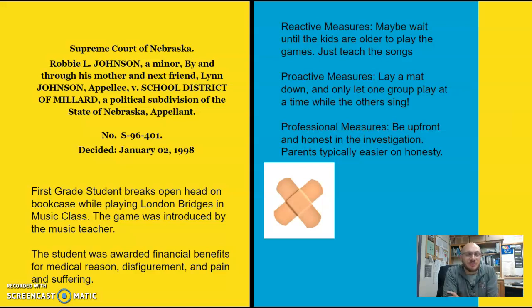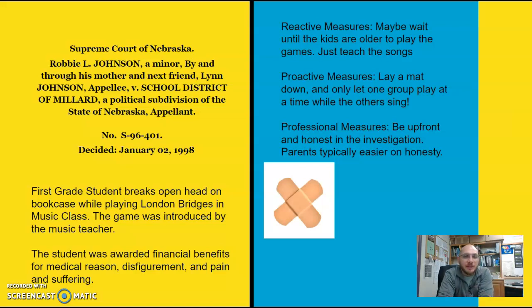He ended up needing like 50 stitches. It was cut down to the bone, opened up the muscle pretty good. So it was a pretty good cut. So the student's parents sued, and they were awarded financial benefits for medical reasons, as well as disfigurement pay. So I think it was like $15,000 for disfigurement, $5,000 for pain and suffering, and then for the medical stuff, it was, I can't remember, $1,500 or something like that.